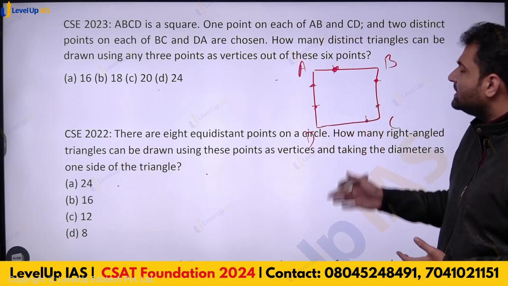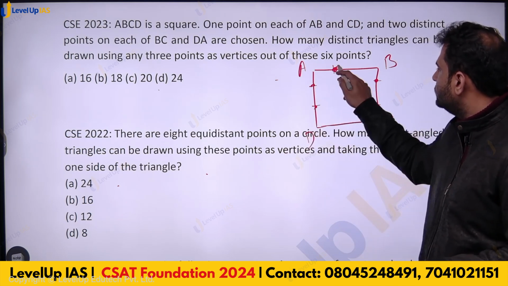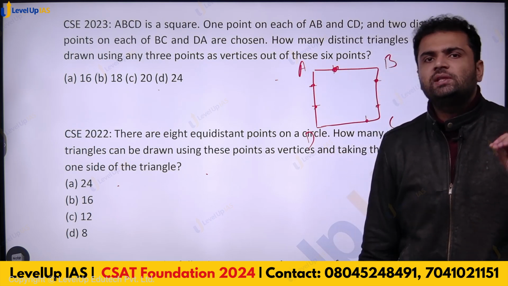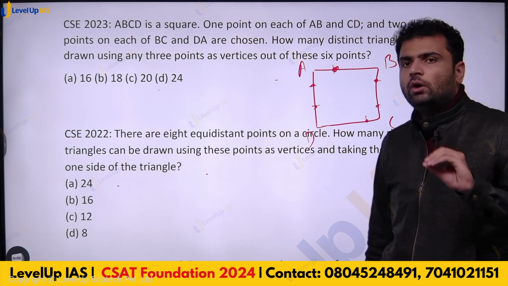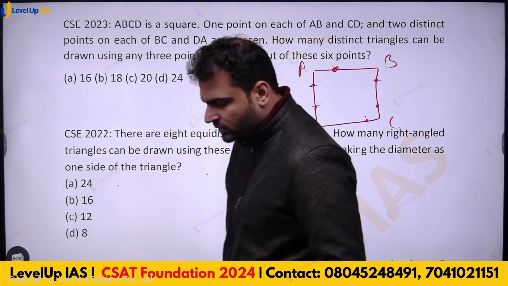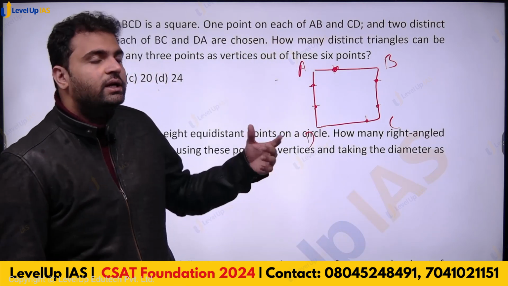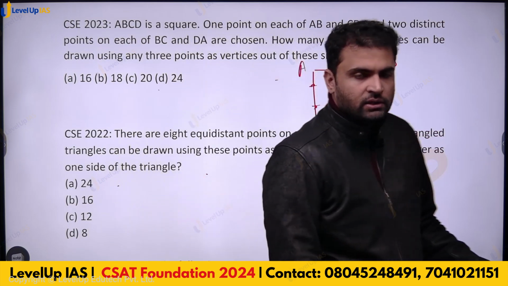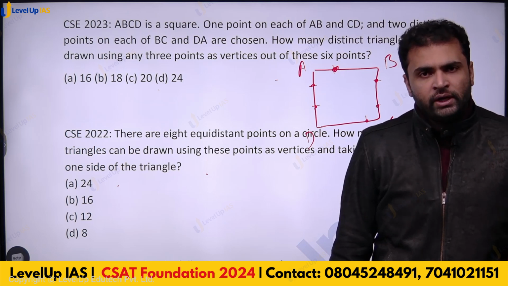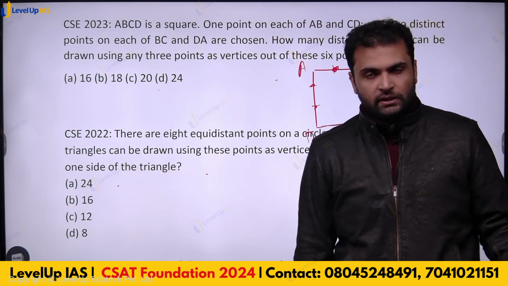So we can clearly see that there are no such 3 points that are collinear, on the same line. 1, 2, 3, 4, 5, 6. If you choose any 3 points, they are always non-collinear, which means that out of these 6 points, we can choose any 3 points and we'll get a distinct triangle in all those cases. So all we need to do is choose 3 points, and those 3 points act as the vertices of a triangle.